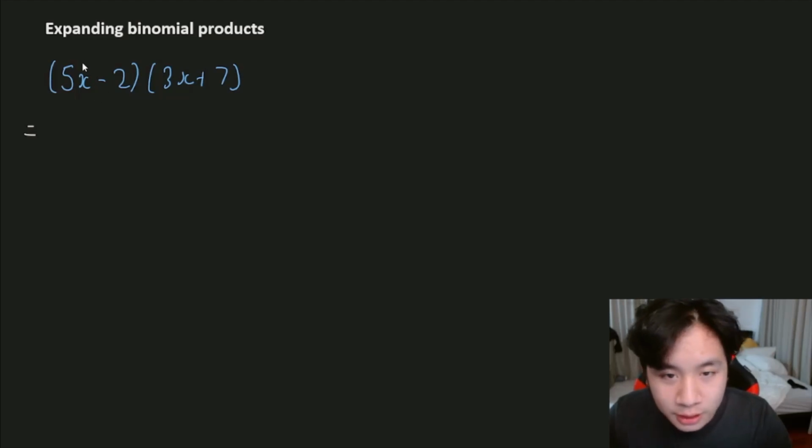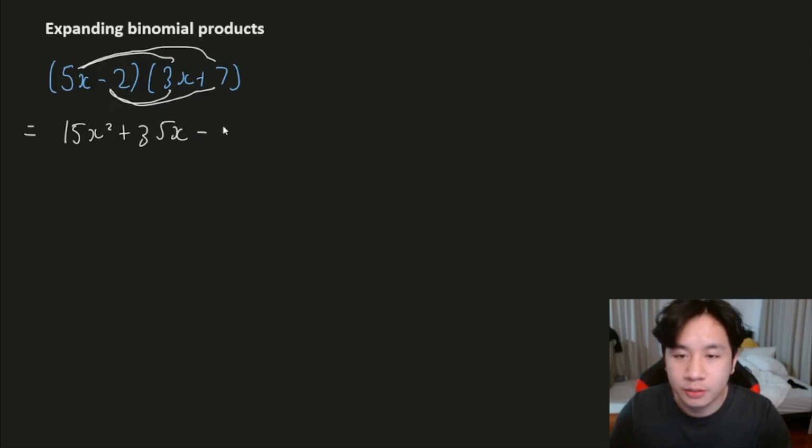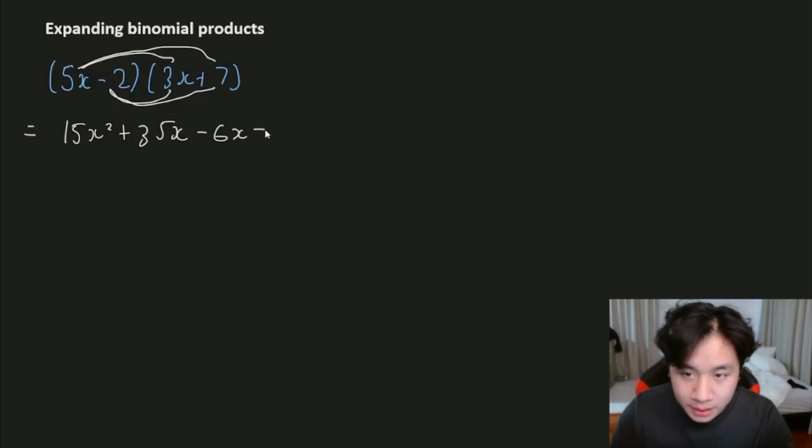Alright, so yeah, same thing. This times this, this times this, this times this, and this times this. So we have 5x times 3x. That should give you 15x squared. Right? 5x times plus 7, that should give you plus 35x. Minus 2 times 3x, that should give you minus 6x. And final one, minus 2 times plus 7, minus 14.